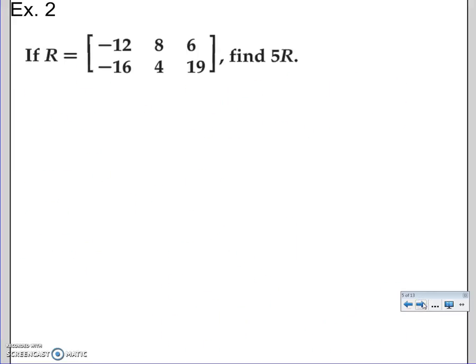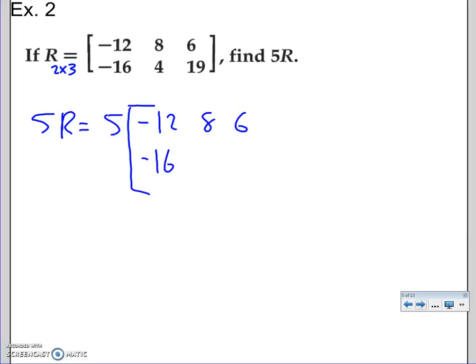Alright, so example 2 is kind of what we just did. If R equals that, R is 2 rows, 3 columns. It's a 2 by 3. Find 5 times R. So 5R is just 5 times all this. Negative 12, 8, 6, negative 16, 4, 19. So all I'm going to do is distribute that 5 to every single number inside.